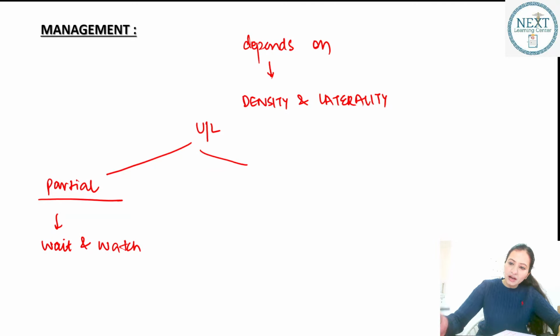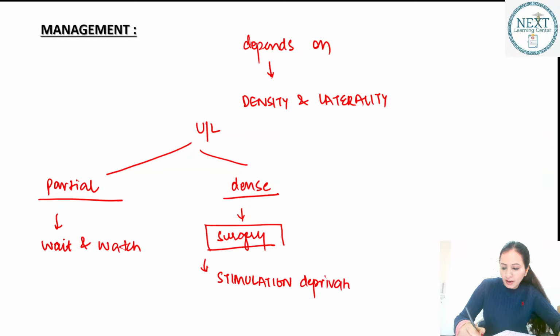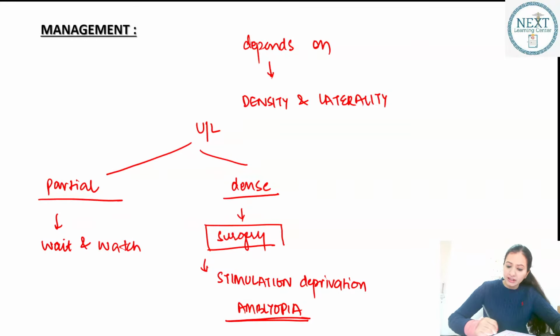And then you have unilateral dense cataracts. For unilateral dense cataracts, you will go for surgery. What happens if you don't do timely surgery? That will lead to stimulus deprivation amblyopia. So what is the most common complication if unilateral dense cataract is not treated on time? That is stimulus deprivation amblyopia.